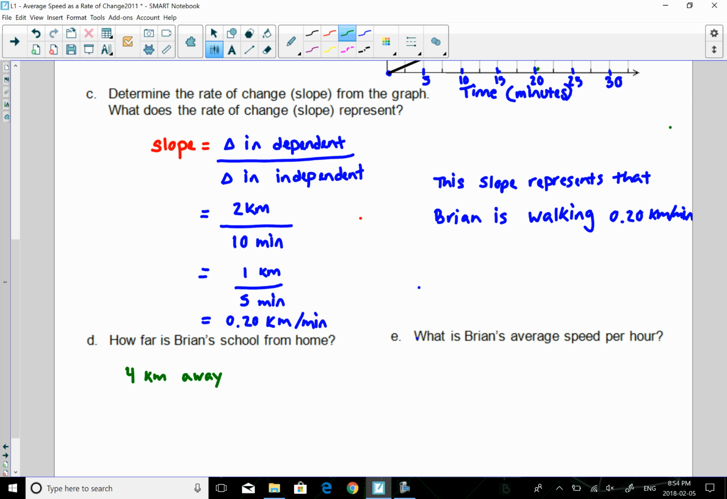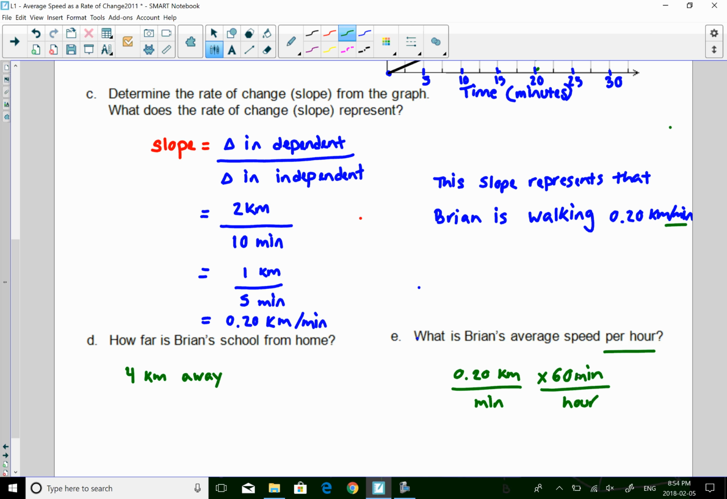And his average speed per hour. So we found out per minute. We want to find out per hour. So I'm going to write it out like this. We know there's 60 minutes in 1 hour. I like to write it out like this because if I see the minutes over minutes, I know that that's going to disappear. Divides out, and I'm left with 0.2 kilometers.